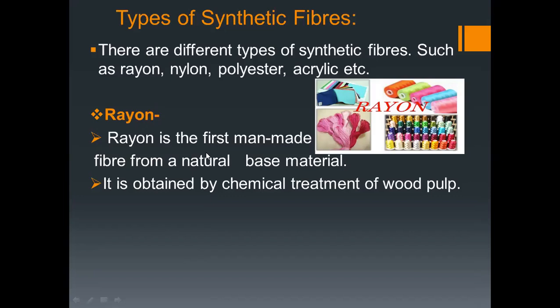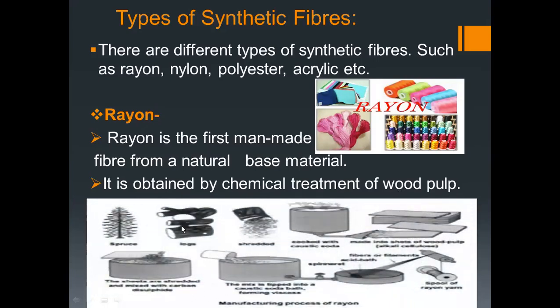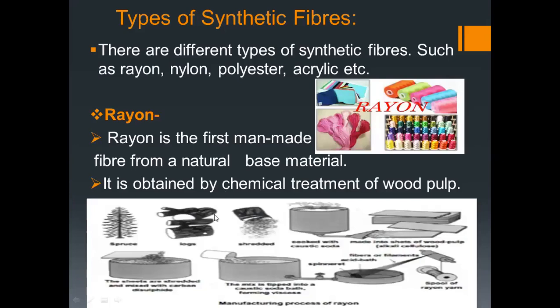Rayon is the first man-made fiber from a natural base material. It is obtained by chemical treatment of wood pulp. In this picture, you can see these are wood or logs. We get wood pulp from wood and it undergoes a lot of chemical treatment to produce rayon.